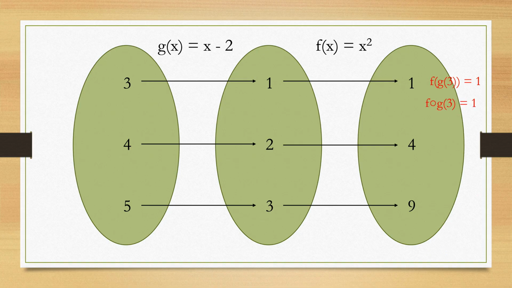And I could also write that using the composition notation. f of g of 5 is 9. f of g of 4 is 4. I wrote it the same here. I will look for the composition function. Or f of g of 4 is 4.